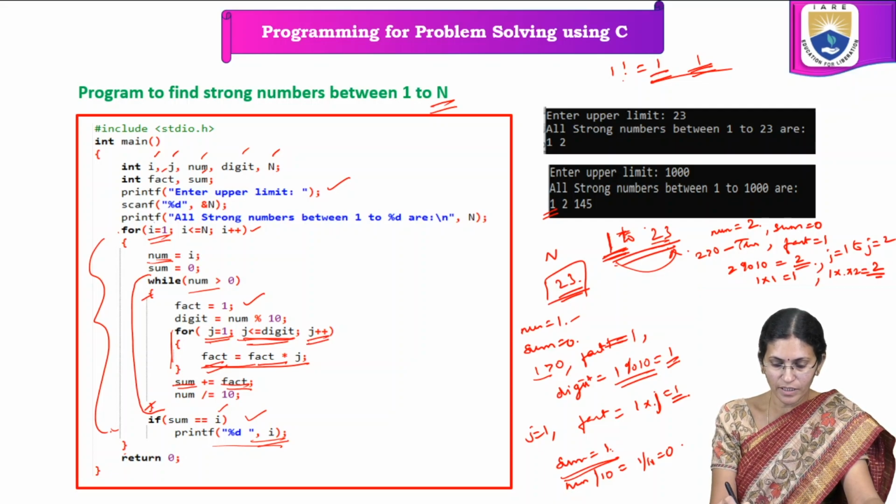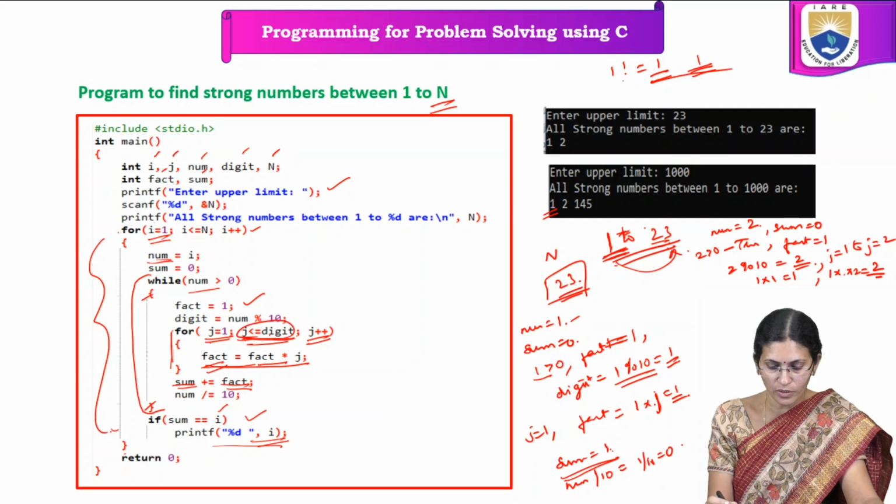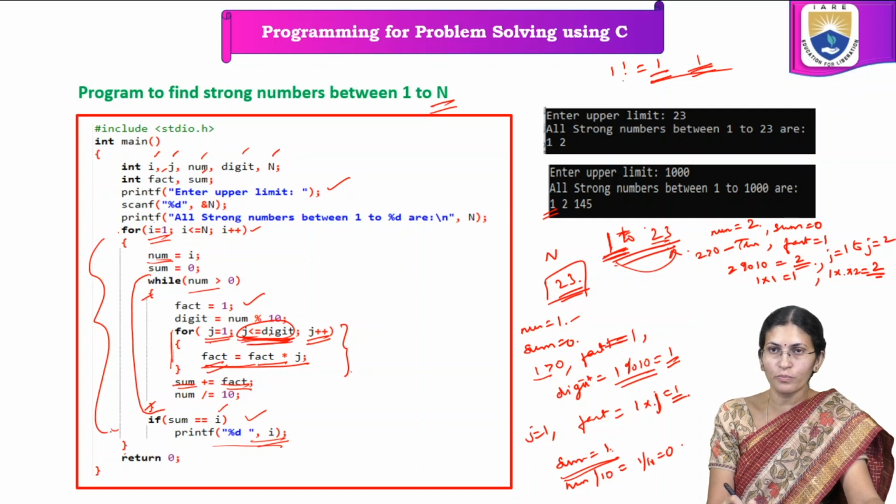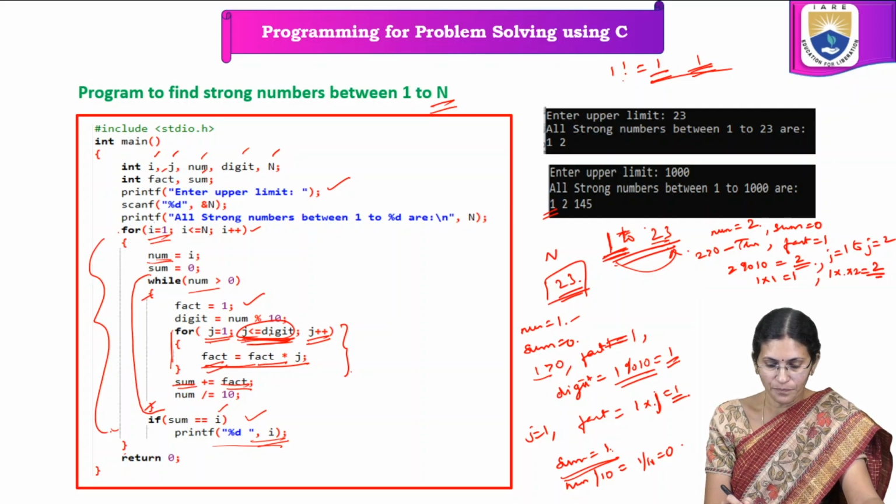After that j is incremented, the condition is checked. This condition no longer becomes true. So this is the loop to find the factorial of the given number. If the given number is 3, then this loop is repeated 3 times, so 3 into 2 into 1. If it is equal to 2, then this loop is repeated 2 times.